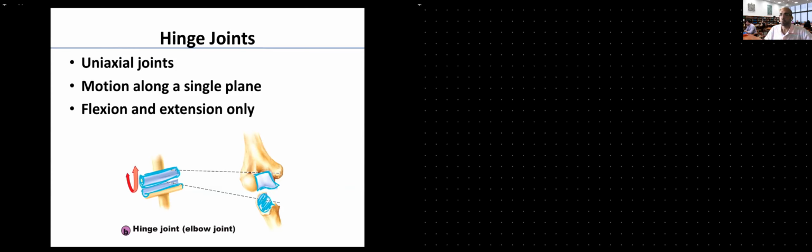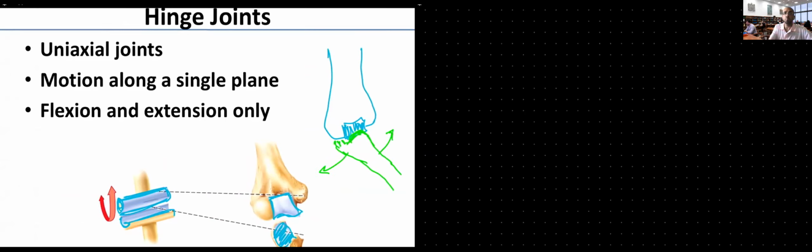How many axes can I perform movement along? What movements can you perform on here between the humerus and the ulna, the trochlea and the trochlear notch? What movements? You can only perform flexion and extension.